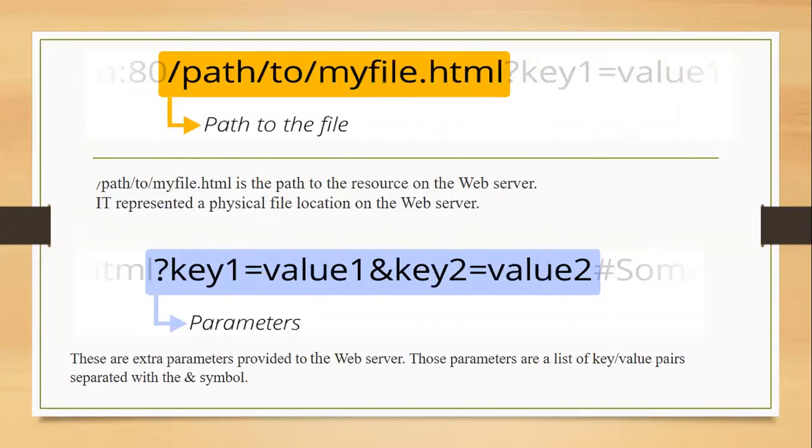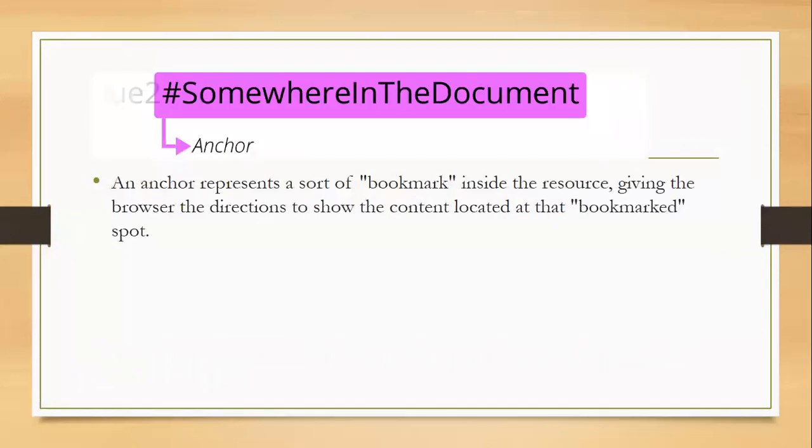But if you want to mention any parameter for extra knowledge, then it must be contained in a pair, that is a key value pair. So a key must have some value. Here it is key1 is equal to value1 and key2 is equal to value2. The key value pairs are separated with the help of the AND symbol, the ampersand symbol we can say. This is the extra parameter provided to the web server. Parameters are a list of key value pairs separated with the ampersand symbol.